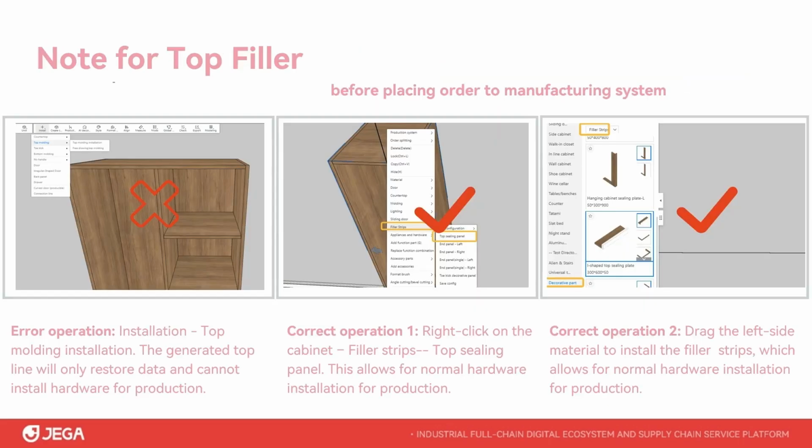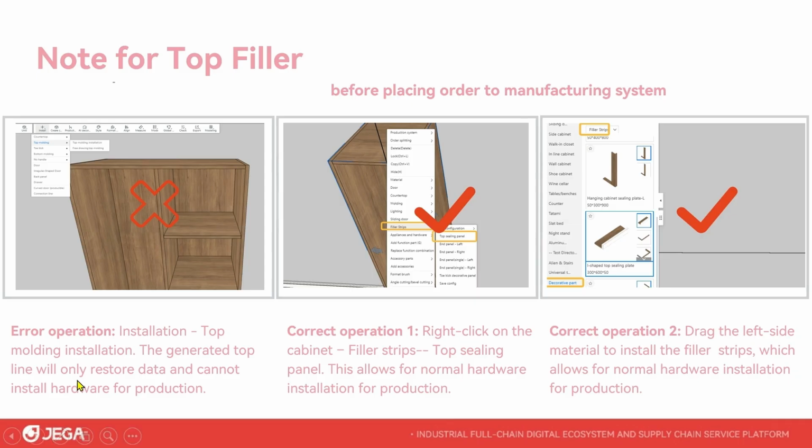Next, we are going to talk about the top filler. For the top filler, you cannot use the install function and the top molding to install it, because a top filler installed this way will only store the data and cannot install the hardware or the connectors for production.